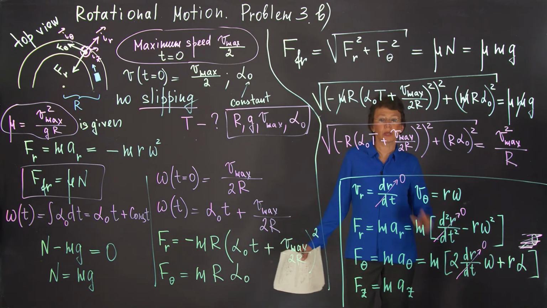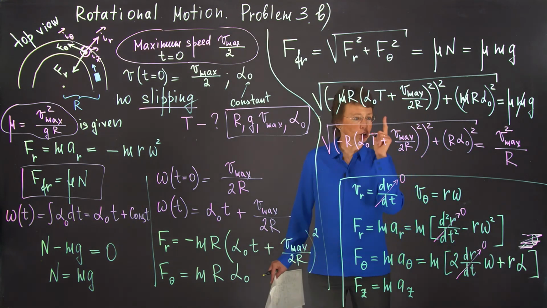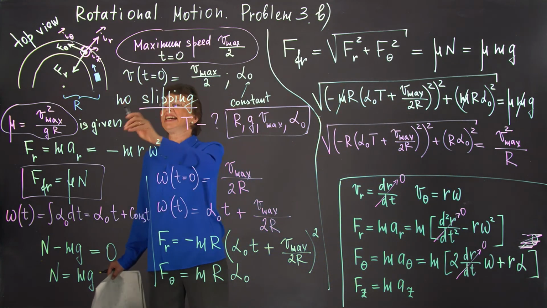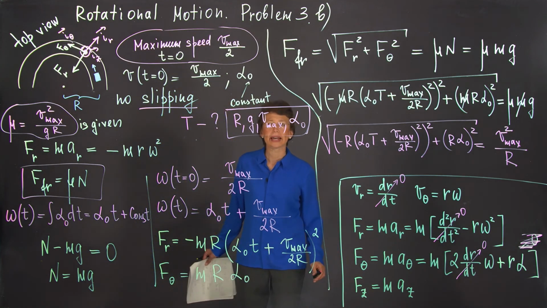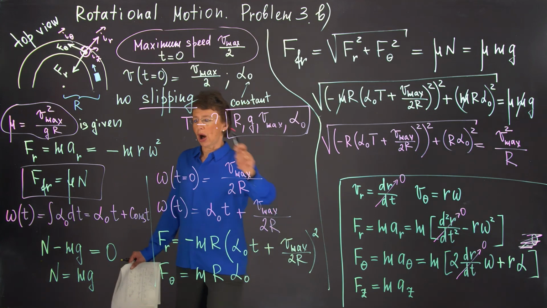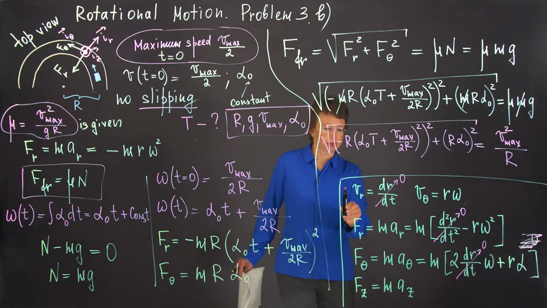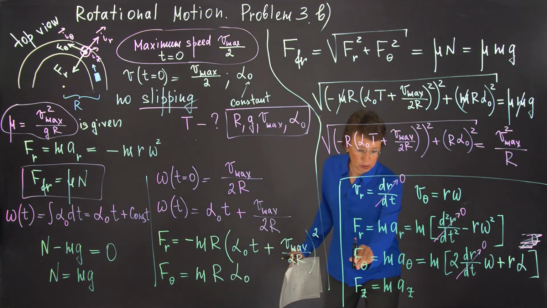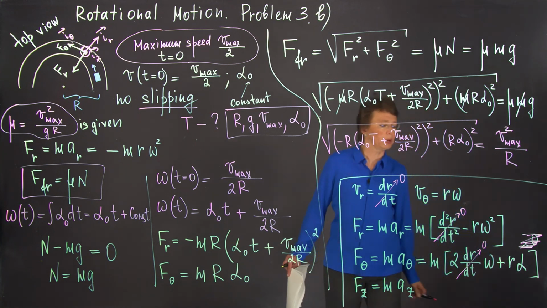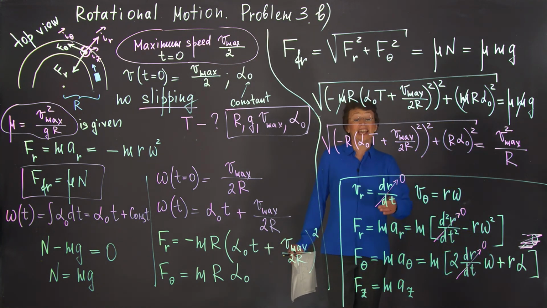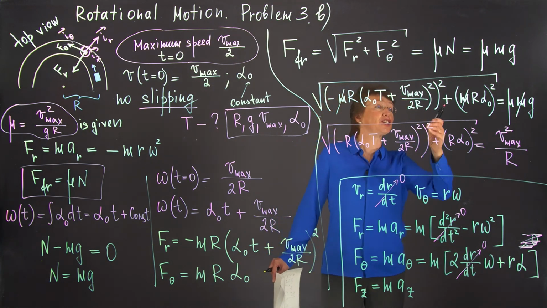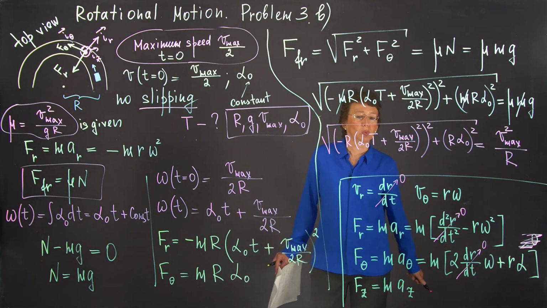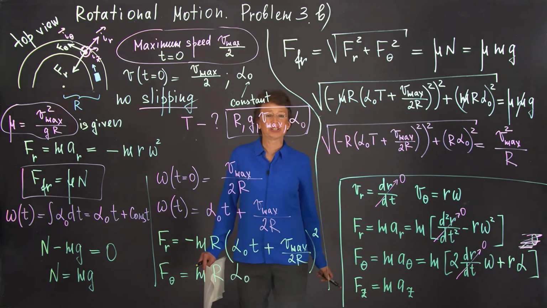So look at this. We did it. We found one equation that could be solved to find time T capital, when this car is ready to slip. How did we do that? Alpha was given. We found omega as a function of time. Then we found the F r component of friction, the radial component. Then we found the theta component of friction because we have non-zero angular acceleration. And we found the magnitude of force of friction, which is equal to mu n, mu mg. And finally, we got one equation with all known quantities. Problem solved.